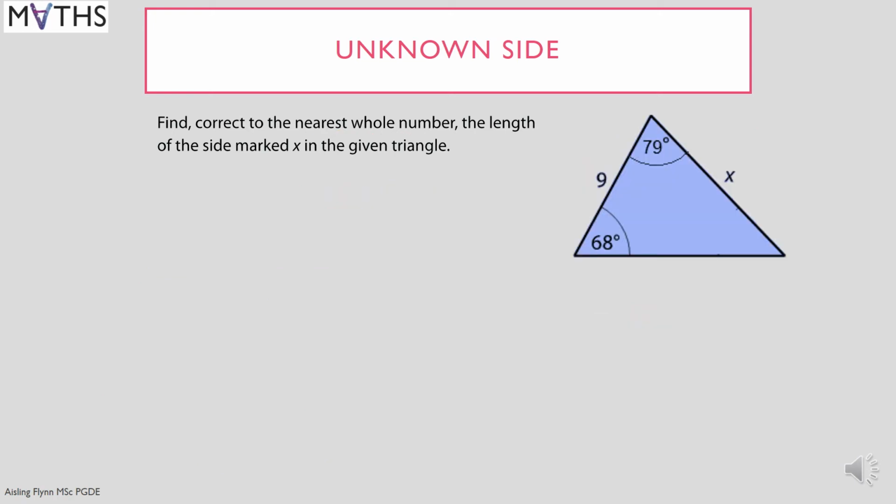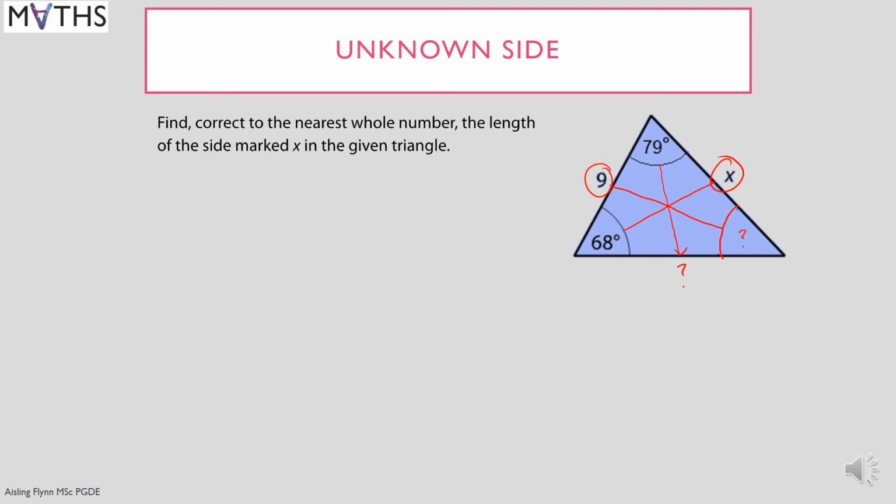Now here's another one. Find correct to the nearest whole number the length of the side marked x in the given triangle. Okay, so first of all, like before, we're going to find our pairs. We need two pairs to compare in the equation. So 68 is opposite x, so 68 goes with x, and we have 79 should go with this. Now that's a problem because that's empty. So I don't think we can use the 79 degrees. What about this 9 here? Well, that goes with this empty angle here, which we don't know either.